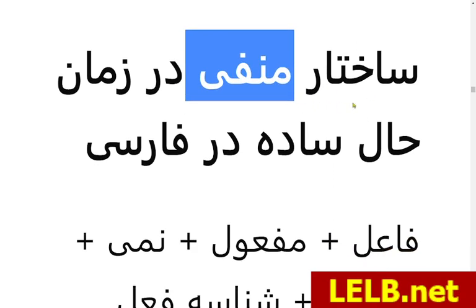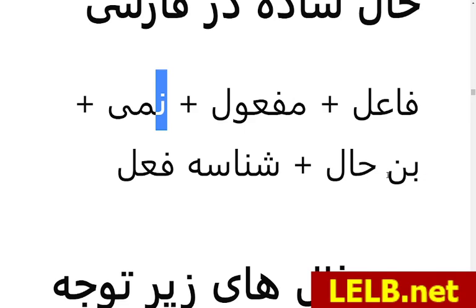How can you make a negative statement. ساختار منفی. منفی means negative. در زمان حال ساده در فارسی. Okay. Very easy. Just me changes to nemi. Ne is that negator or negative maker. So fa'il plus maf'ul, subject plus object plus nemi instead of me in the affirmative form, plus bone hal or present root plus shenase fe'il. So the only difference is that me changes to nemi.